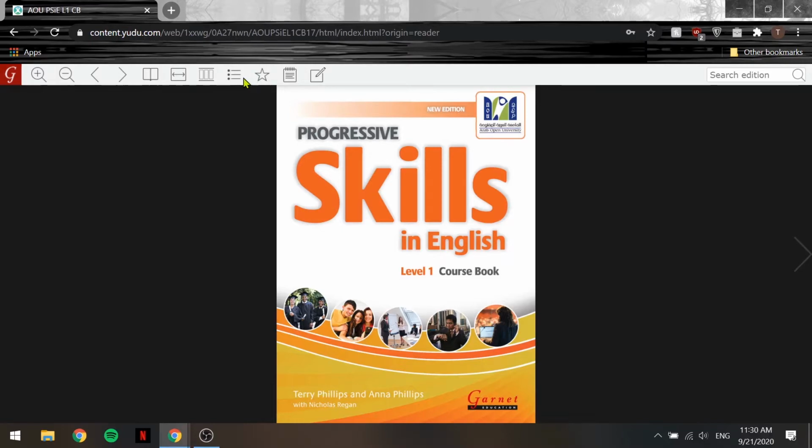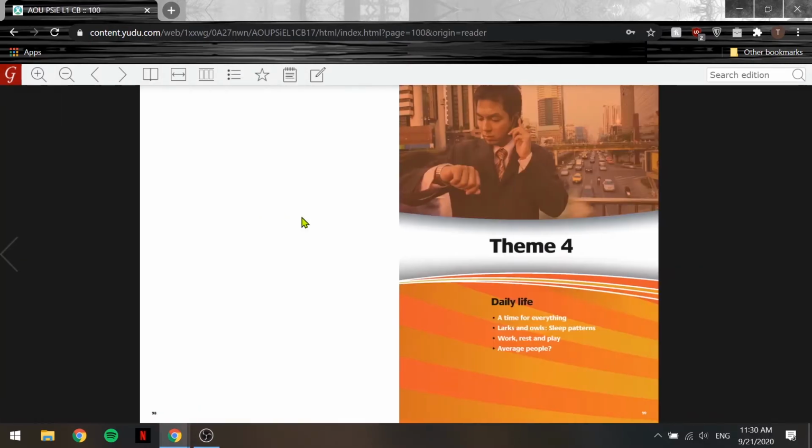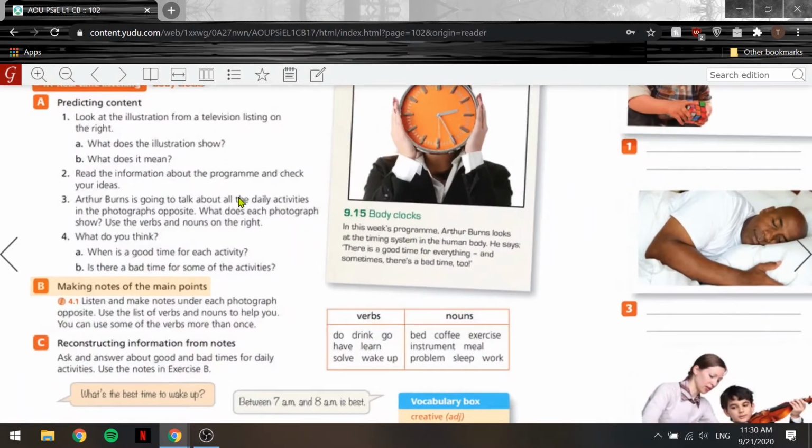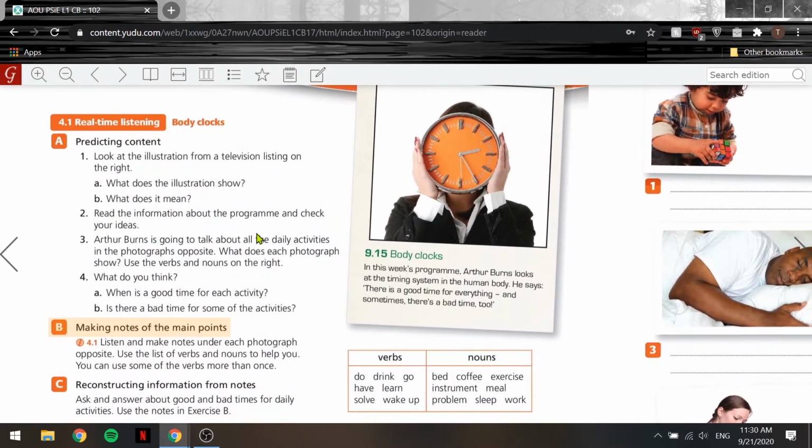In this video, we're going to be going over theme 4, daily life. So let's dive right in here. We have exercise A, predicting content, body clocks. Look at the illustration from a television listing on the right. What does the illustration show and what does it mean?